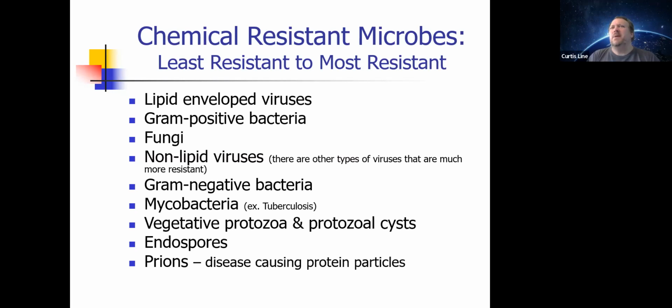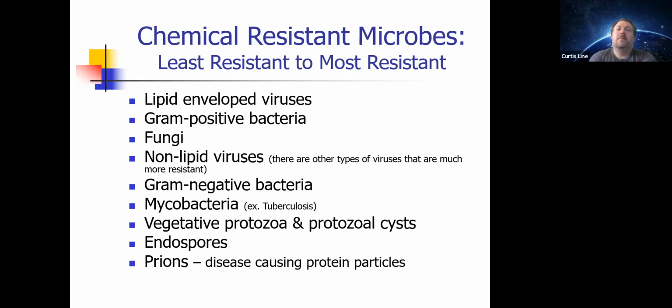So first we have lipid enveloped viruses. We haven't talked a lot about those, but then of course we've talked a lot about gram-positive bacteria, then we have fungus, then we have non-lipid viruses, then we have gram-negative bacteria, then we have mycobacteria, one of which is the causative agent of tuberculosis. Then we have protozoa, endospores, and then prions, disease-causing protein particles. The most well-known one, of course, is mad cow disease. So if we think about this, right, I have definitely said that for the most part, gram-negative bacteria is considered to be more resistant and more dangerous than gram-positive bacteria.